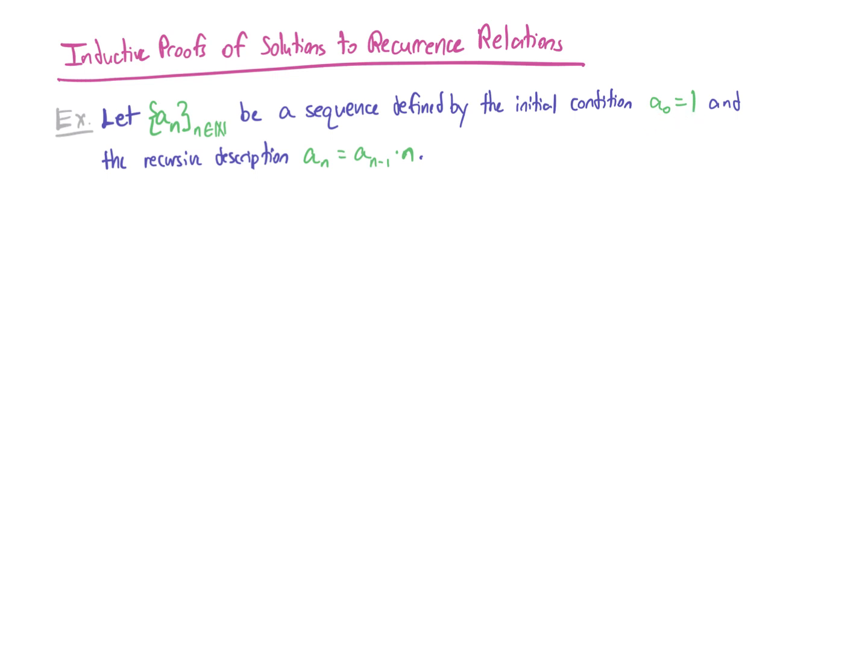The very first element of this sequence is a naught equals 1, and it has a recursive description. a sub n is equal to a sub n minus 1 times n. So what are some of the entries of this sequence? Well, we know that a naught is equal to 1, then a1 is equal to 1 times 1, a2 is equal to 1 times 2, a3 is equal to 2 times 3, which is 6, a4 is equal to 6 times 4, which is 24, and so on.